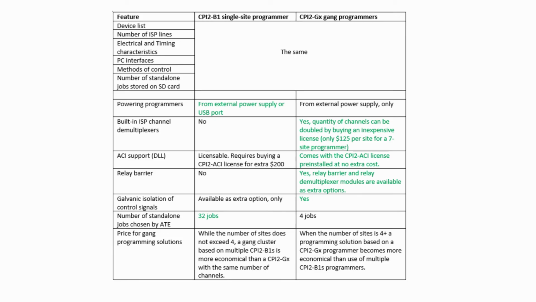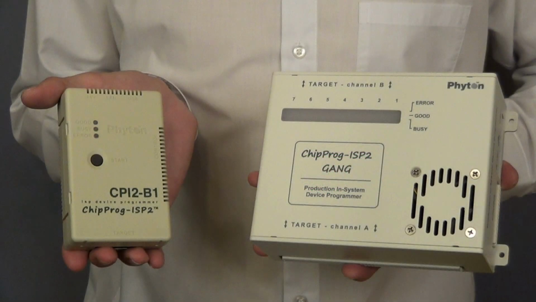Taking into account pricing when we compare two programming solutions with 4 and more programming channels, use of a CPI2-Gx gang programmer seems to be more economical. This becomes even more obvious if the programming speed is not that crucial and the timing allows you to use the advantage of demultiplex programming channels. Another helpful option is the availability of relay barriers and relay demultiplexers, which enable combining device programming with functional board testing. Single-channel CPI2-B1 programmers do not have built-in demultiplexers and relay modules.